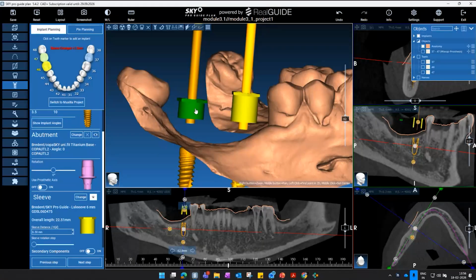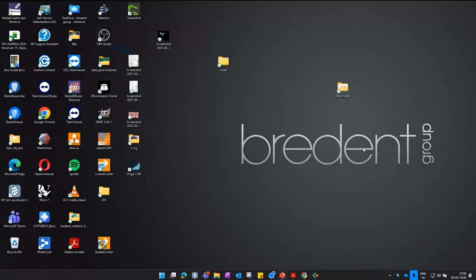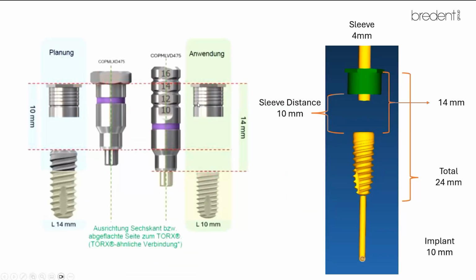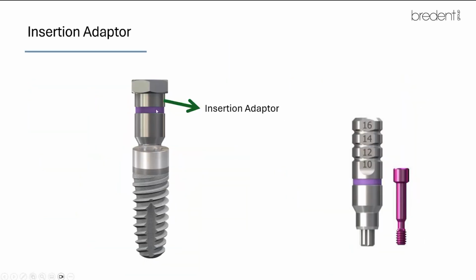I hope you are getting this. Now we have increased by 2 mm. I will go back to my presentation. So this is the insertion adapter we have, which stops at the sleeve in the surgical guide. With this, it holds the implant and places the implant in the drilled position.